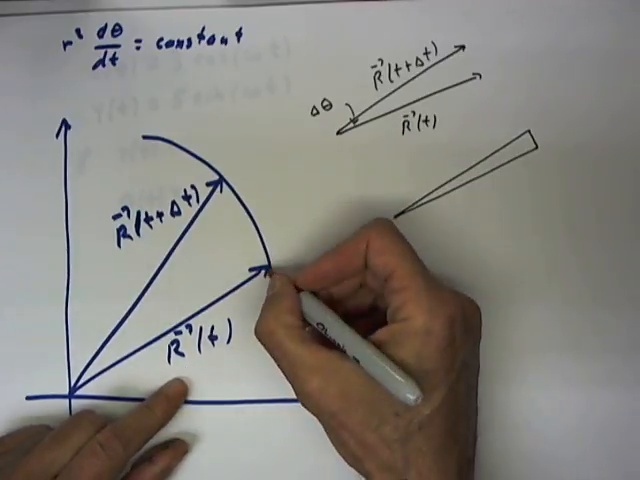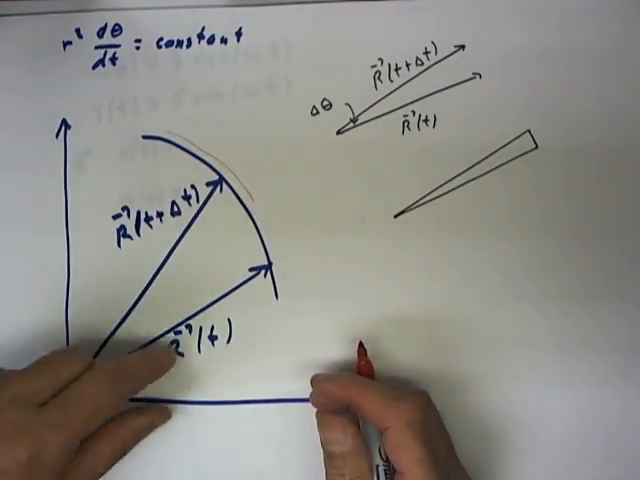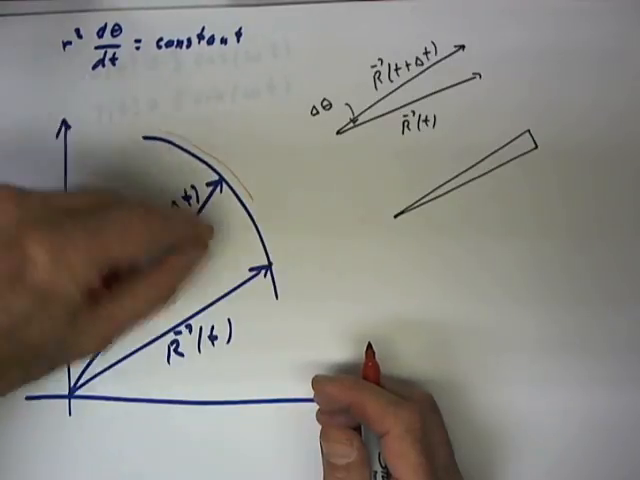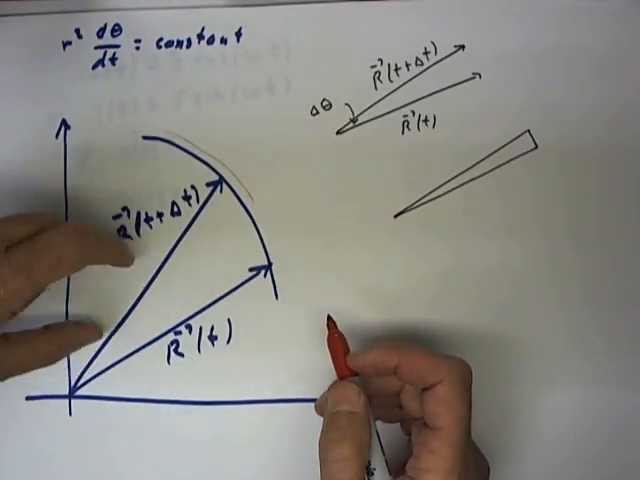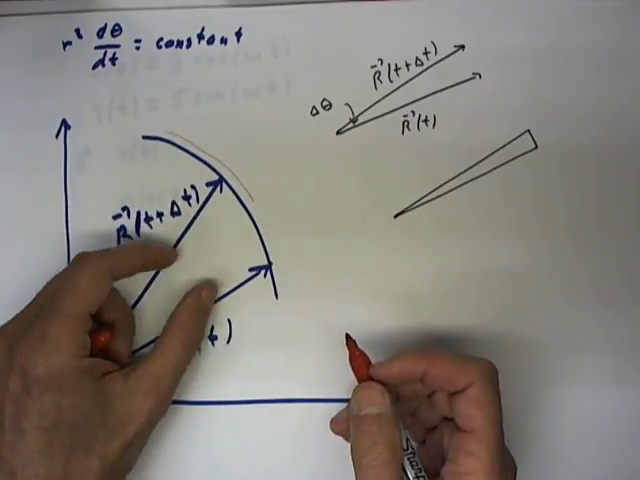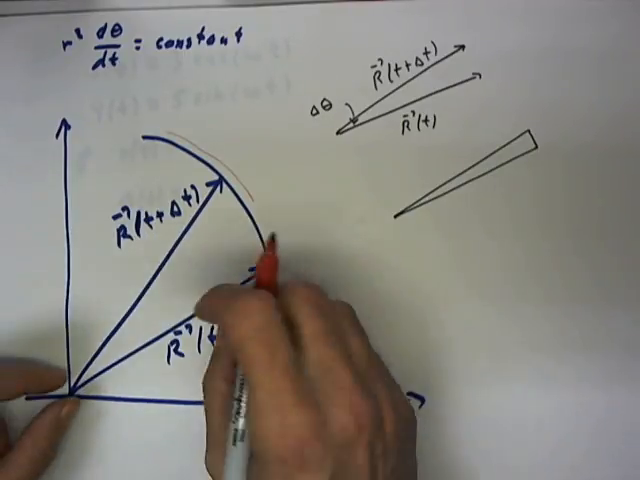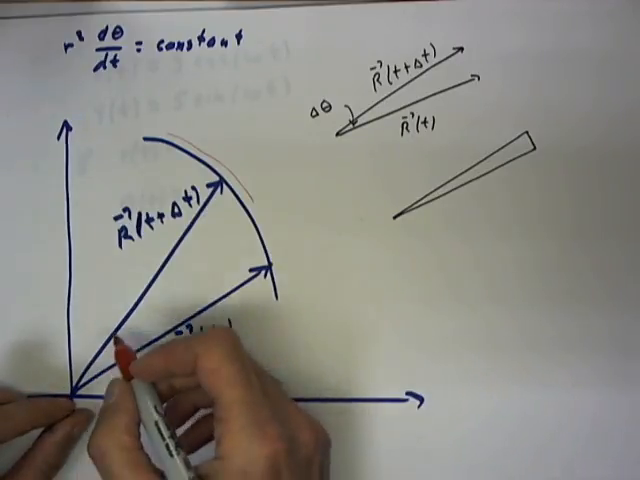R of t is the vector that describes the position of the object as a function of time. The tips of the R of t vectors trace out a curve. R of t plus delta t is the position at time t plus delta t. Generally, we'll think of a short time interval, but in this case we make the time interval a little bit more exaggerated than we ordinarily would.